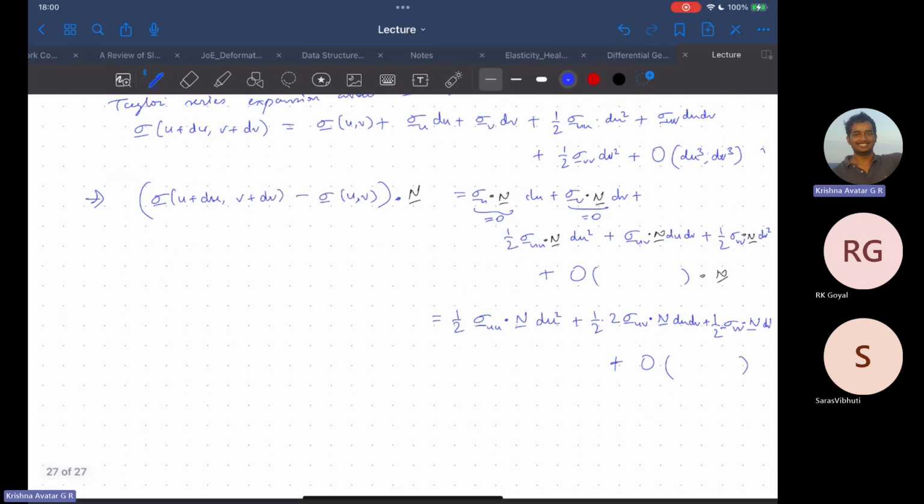So what we can see here is that these terms: sigma uu dot n vector, we call this L, sigma uv dot n we call M, and sigma vv dot n we call N.